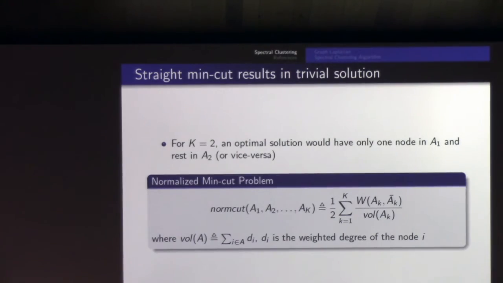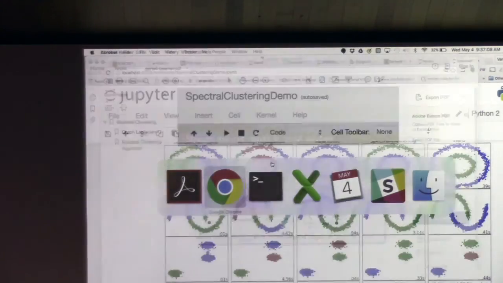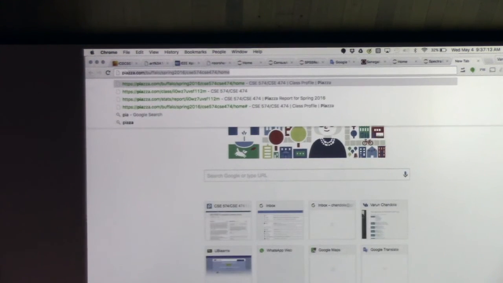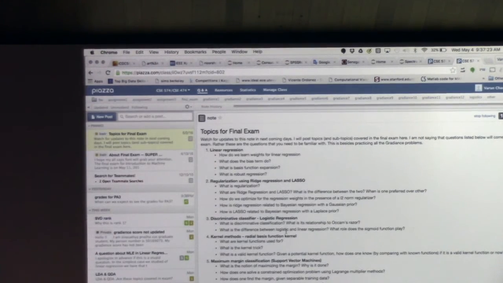What I did yesterday was that on Piazza, I posted all the topics that we have discussed after the first exam. These will be the topics that will be covered for the exam. Let me view it on Piazza.